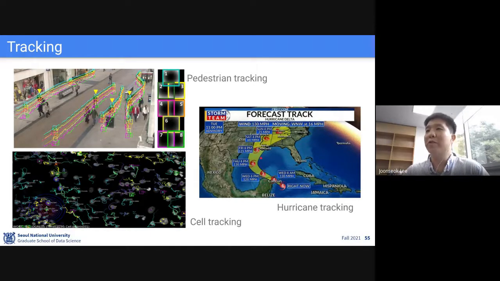Using computer vision techniques, you can actually track where the hurricane is going, and you can predict from its trace where it will be and how strong it will be. So you can warn people to evacuate, not using the traditional scientific models, but using deep learning models, and it's even more precise.